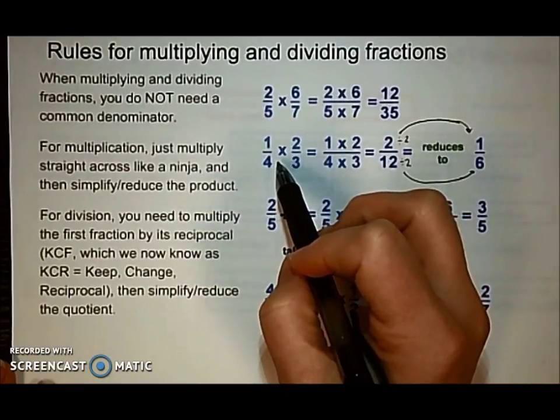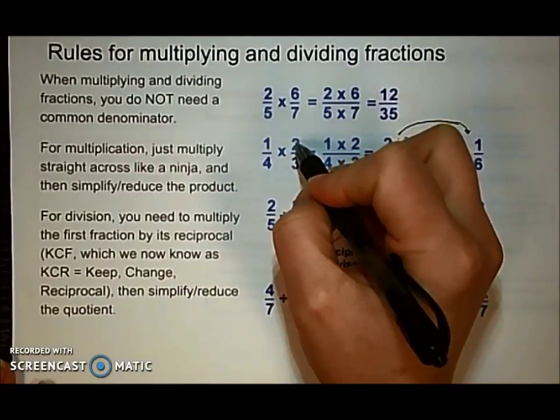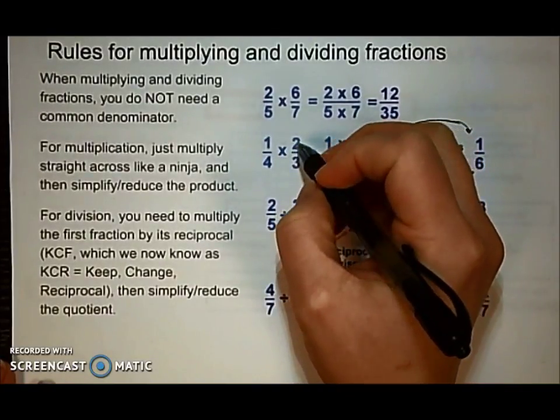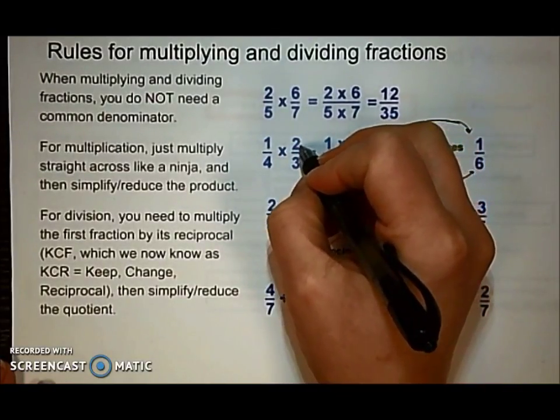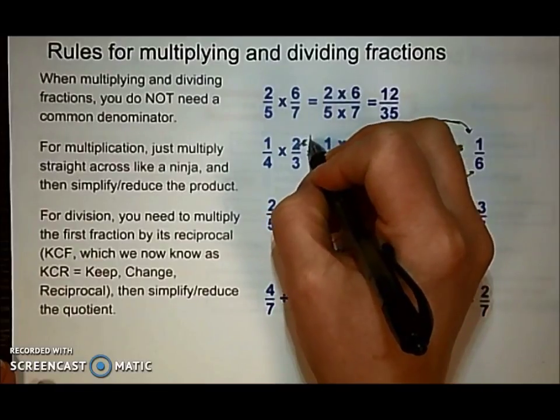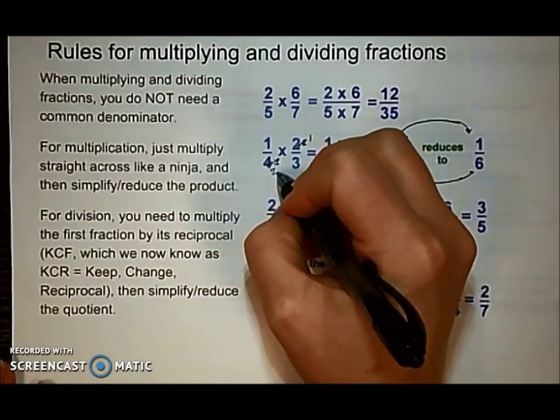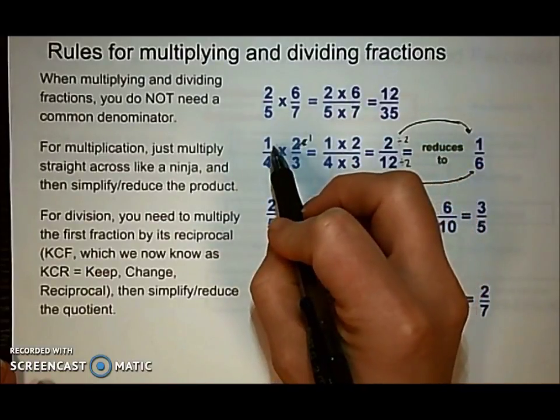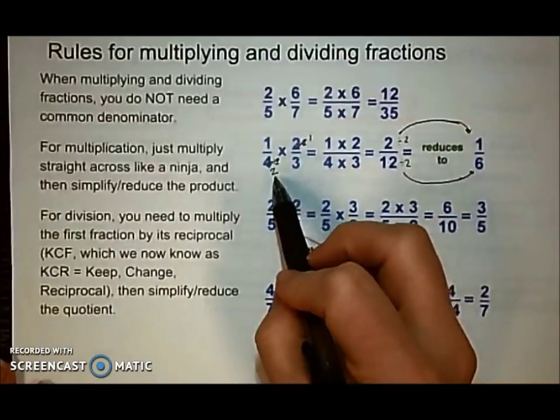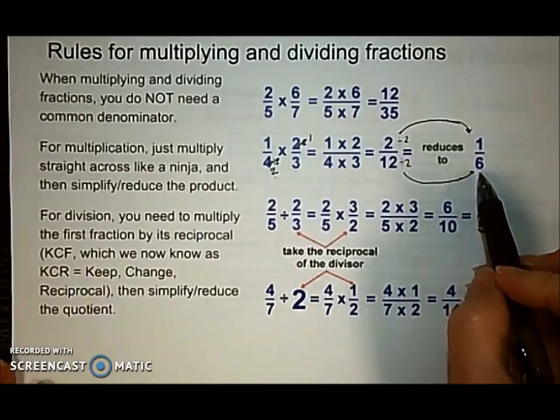Now I could do this ahead of time. I could do what we call pre-reducing in my class, and I could see that I can cross-reduce before I multiply. I could have divided the 2 by 2 and gotten 1, and I could have divided 4 by 2 and gotten 2, and then I would have had 1 times 1, which gives me 1, and 2 times 3, which gives me 6.